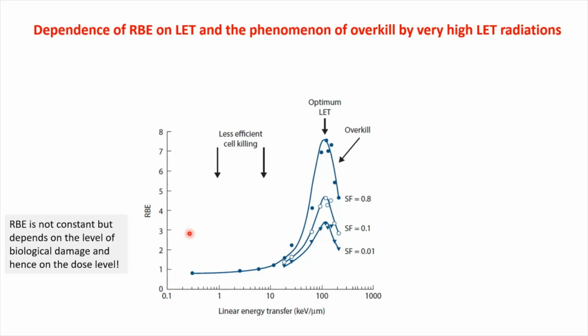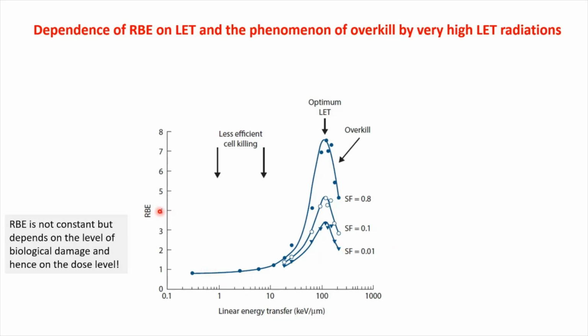So next is the dependence of RBE on LET and the phenomenon of overkill by very high LET radiation. We can see over here that this RBE is not constant, but it depends on the level of biological endpoint and hence on the dose level. You can see at different clinical endpoints the RBE is changing. For a survival fraction of 0.8, it has a very high RBE, but as you keep on decreasing the survival fraction from 0.8 to 0.1 to 0.01, the RBE keeps on decreasing further.